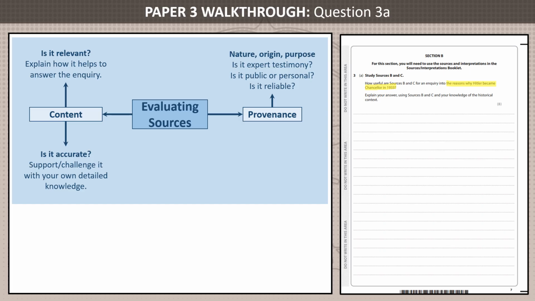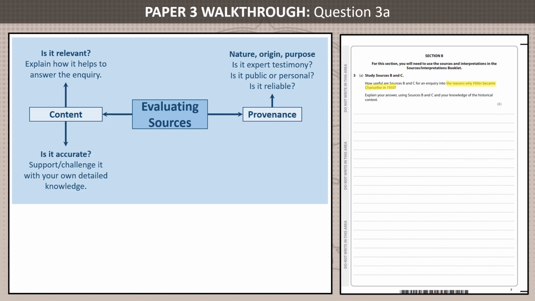Often personal accounts tend to be particularly honest reflections, because they're written just for one person rather than an audience. You could also consider whether or not the source is reliable, trustworthy or not. Perhaps the content has been censored or staged for a particular reason, but you need to explain why you think that.